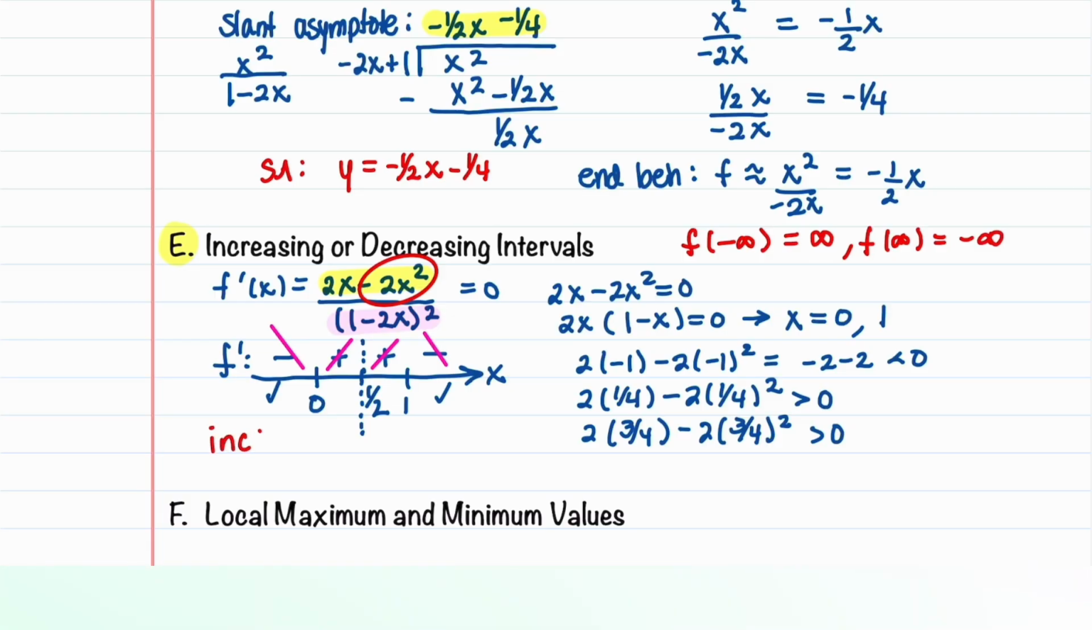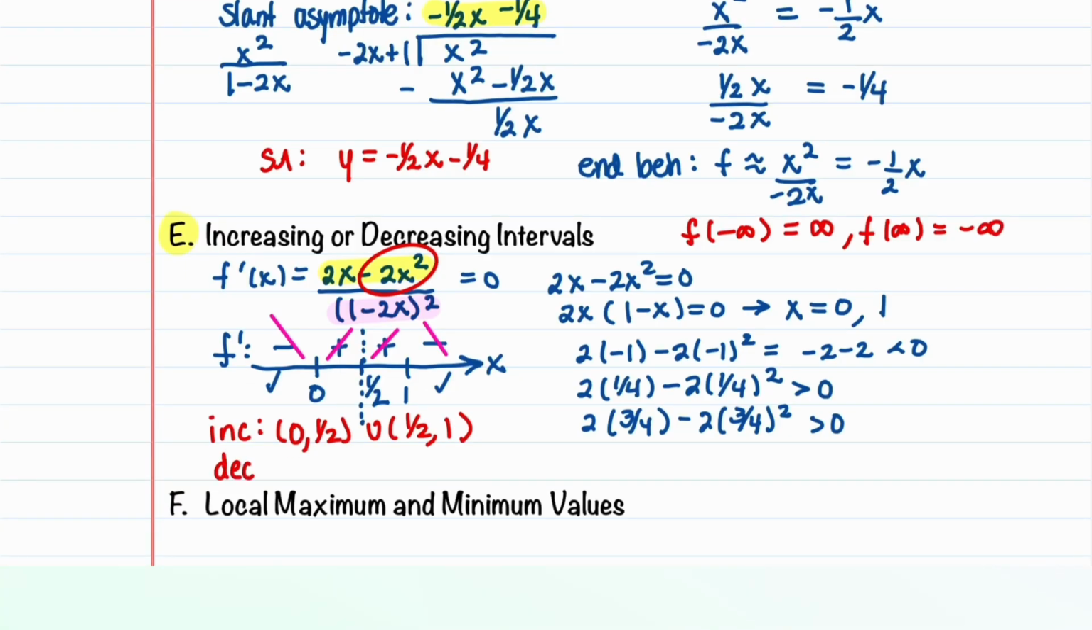It is increasing from 0 to 1/2 and from 1/2 to 1. Notice we cannot say that it's increasing at 1/2 because we have a vertical asymptote there. And then it is decreasing from minus infinity to 0 and from 1 to infinity.